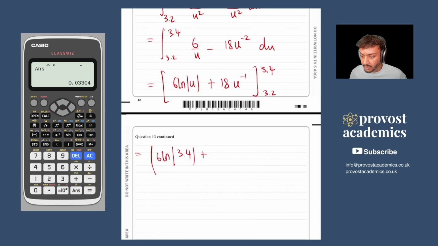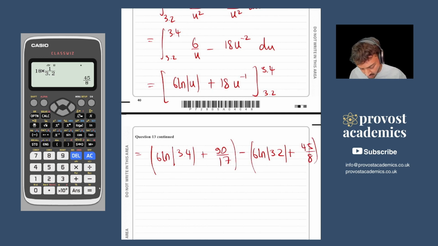So what am I trying to do? I'm trying to do 18 times, I guess I'll just use a fraction, 1 over 3.4. So that's 90 over 17, actually I'll just use fractions, that's fine. Minus, I'll have 6 ln u, which is 3.2, plus, so instead of that, now we're going to have 3.2, so that's 45 over 8. So now let's take these away.